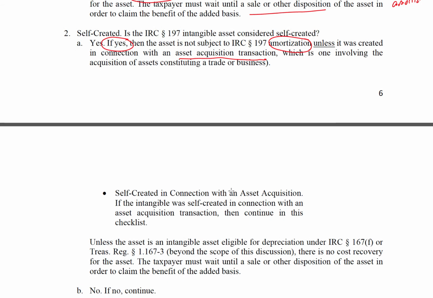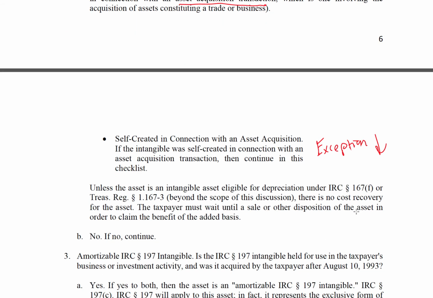So self-created in connection with an asset acquisition. If the intangible is self-created in connection with an intangible asset acquisition, then we continue. This is the exception I mentioned above, so we continue along with the checklist. If it is considered a self-created intangible, unless it can be depreciated under Section 167 or 1.167-3 or some other general provision, then you can't get a cost recovery until the sale or other disposition.